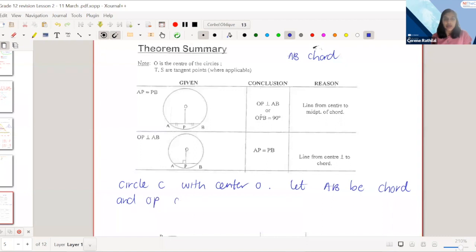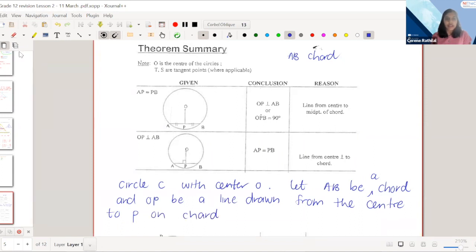We'll let AB be a chord and OP be a line drawn from the center to P on chord AB. So that's the first bit that we have to now internalize. These are the things that are given, information that's known to you.